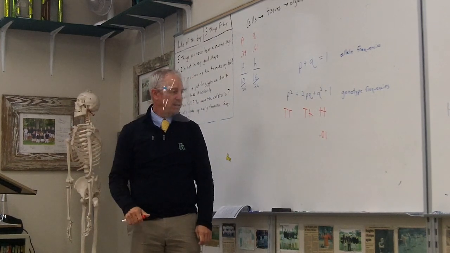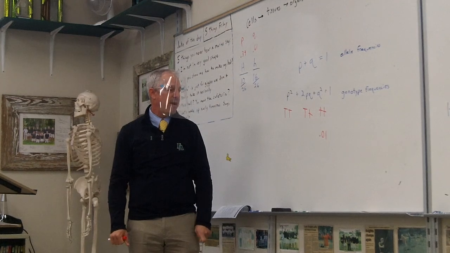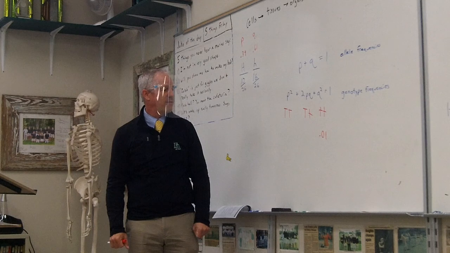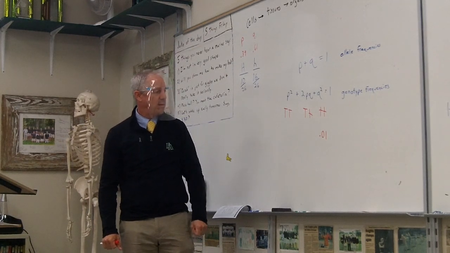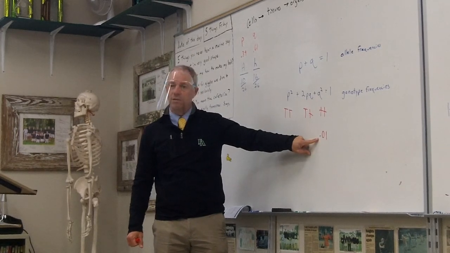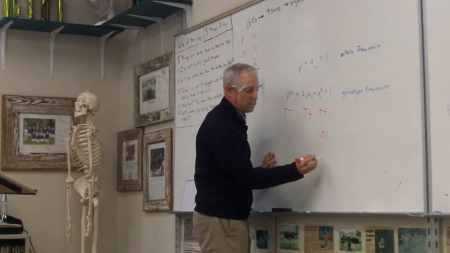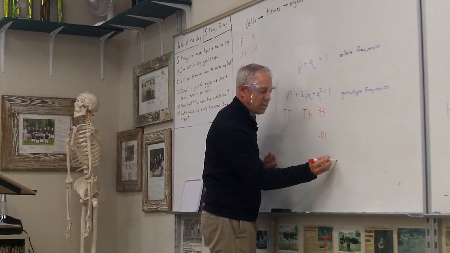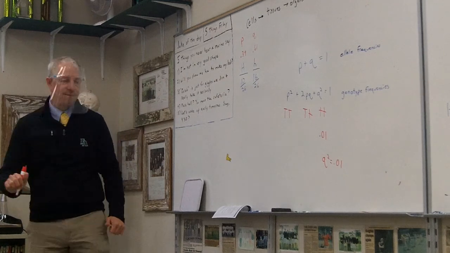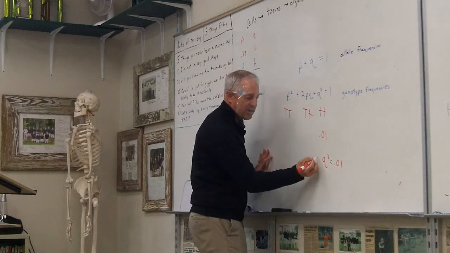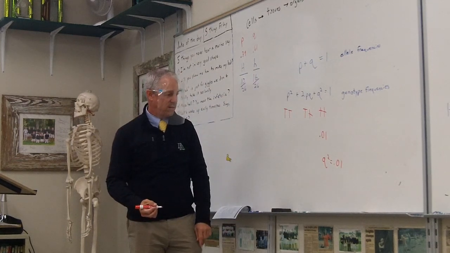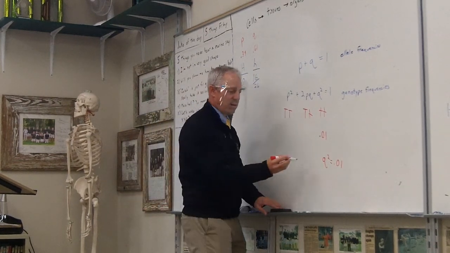But how do you do that? We got to figure out how to do that. So, I already told you Q squared equals 0.01. Could you solve for Q? Remember in math, you take the square root of both sides. What's the square root of Q squared?